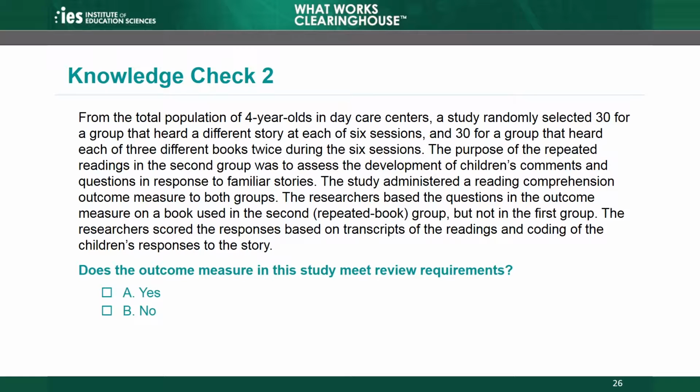The study administered a reading comprehension outcome measure to both groups. The researchers based the questions in the outcome measure on a book used in the second repeated book group, but not in the first group. The researchers scored the responses based on transcripts of the readings and coding of the children's responses to the story. Does the outcome measure in this study meet review requirements?